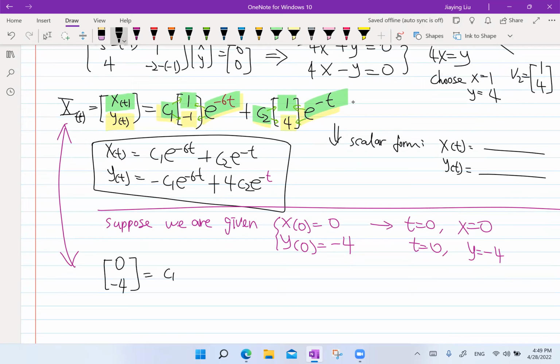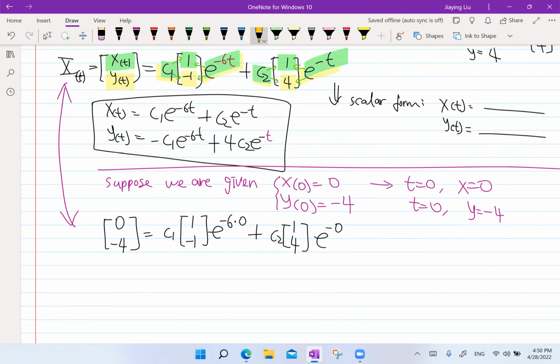And that's equal to c1, (1, -1), e to the -6 times 0, that's good, plus c2, (1, 4), e to the negative times 0, well, e to the -0. The exponential with a 0 in the exponent is going to be 1. So we just have (0, -4) equals c1 (1, -1) plus c2 (1, 4).